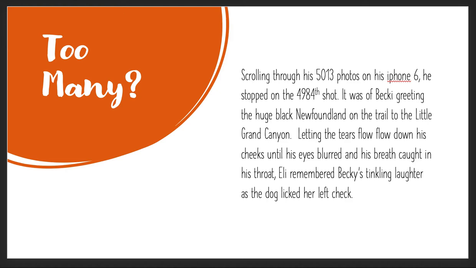Now let's look at what happens when we use too many. Scrolling through his 513 photos on his iPhone 6, he stopped on the 4,984 shot. It was of Becky greeting the huge black Newfoundland on the trail to the Little Grand Canyon. Letting the tears flow down his cheeks until his eyes blurred and his breath caught in his throat, Eli remembered Becky's tinkling laughter as a dog licked her left cheek. There's a lot of extra details, plus a little repetition in here. And, as I noticed on the earlier slide, Becky's name changes just slightly, which happens a lot as we revise.